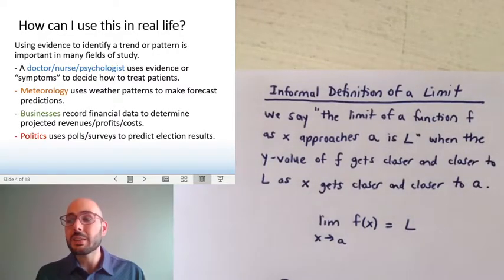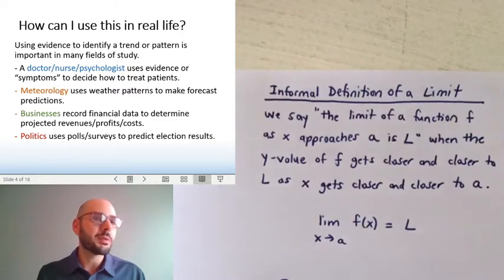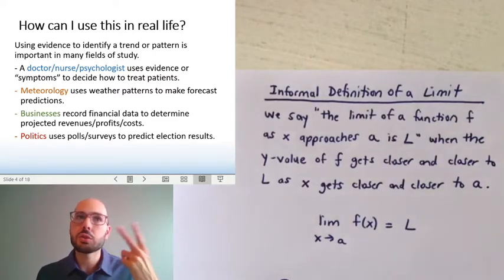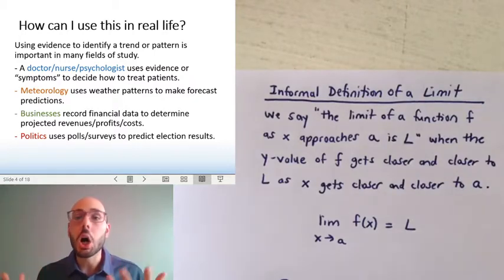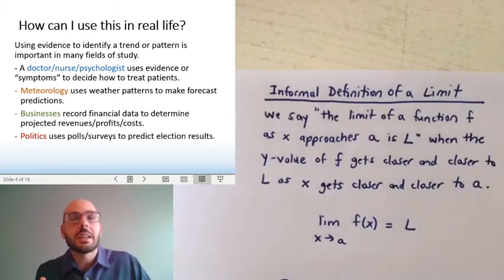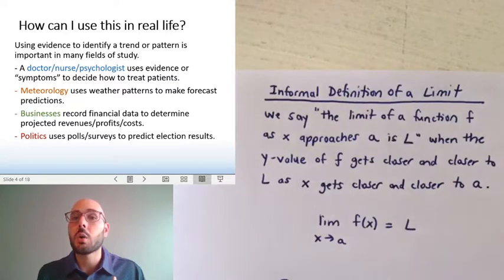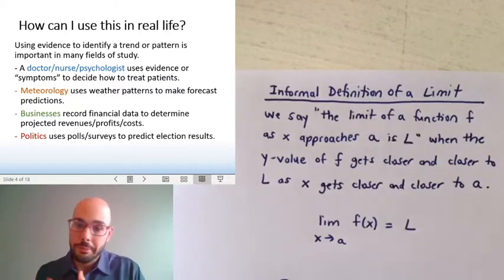Okay, before we get into our next example, I do want to mention, how can we use this in real life? Limits might sound like something you haven't heard of or used before, but if you think about it, patterns, trends, and using evidence are important in a lot of aspects of life and a lot of career fields: medical field, meteorology, business, politics, law. There are lots of times where we use evidence to predict things that are going to happen that we don't necessarily know are exactly true.